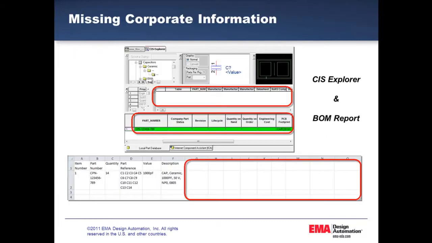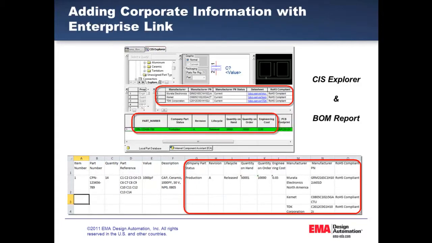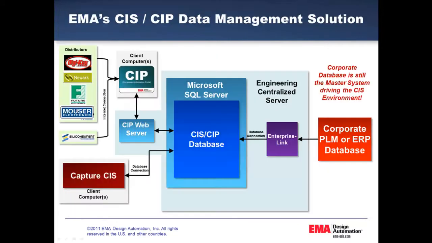With no Enterprise Link, the user doesn't see complete corporate data in CIS, and incomplete bills of materials are generated. By adding the corporate information via Enterprise Link, we now see the populated data fields in CIS and more robust information in the BOMs generated from CIS.